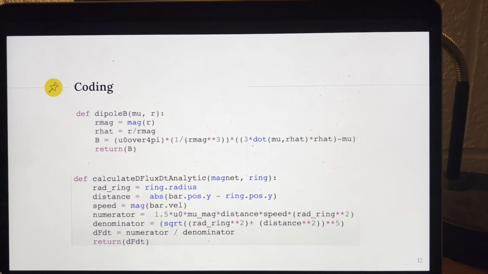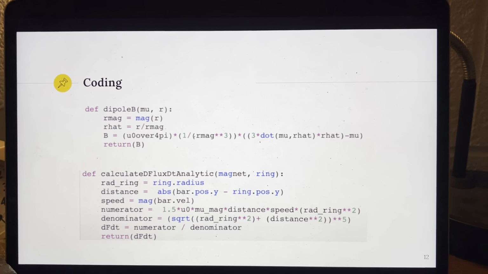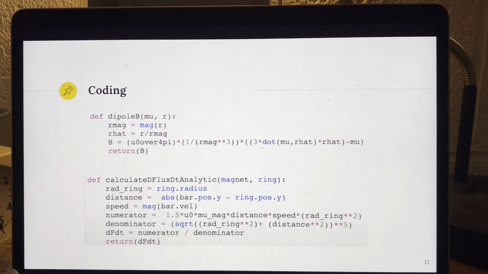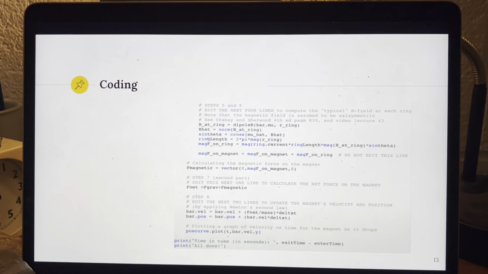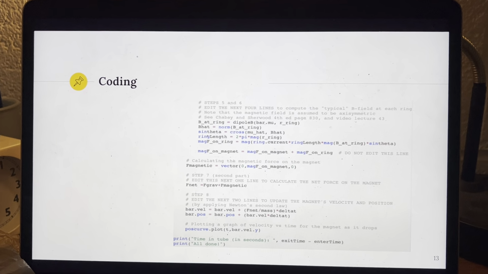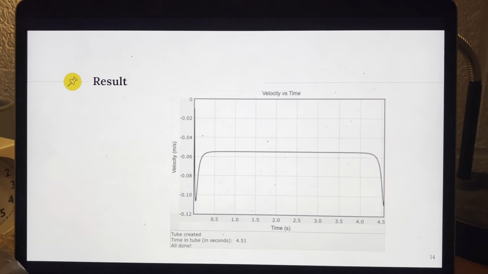So here's the coding part. For coding, I coded the magnetic field of the dipole and calculated dF over dt, and finally printed the time in the tube. The following is a graph of velocity versus time.